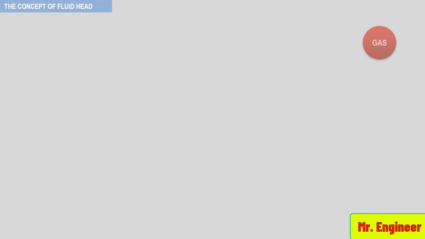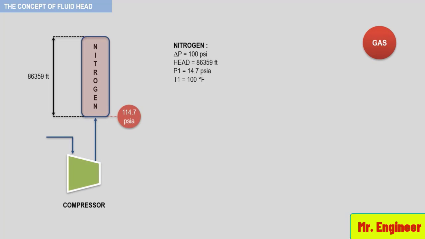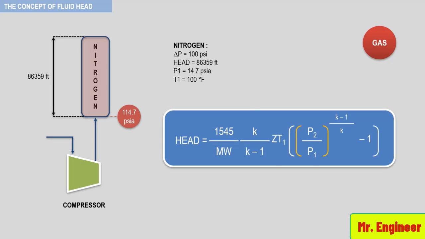Now, in the case of a gas, like nitrogen, with a density of 0.07 pounds per cubic feet, it requires roughly 350 times the energy required by water. This is because in both the case of water and nitrogen, the process requires that the fluid be compressed 100 psi. However, since the mass of nitrogen is only 0.1% of the mass of water, a much greater amount of energy is required to compress the gas. The equation for head required by a gas is seen here. We'll get back to it further ahead.